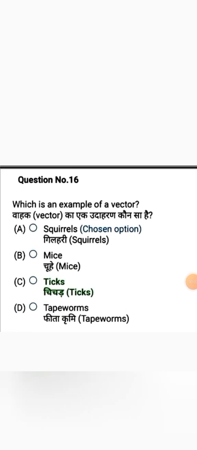Question number 16. Which is an example of a vector? Options. Option A squirrel. Option B mice. Option C ticks. Option D tapeworms. Example of a vector is ticks. Answer is ticks. Option C.